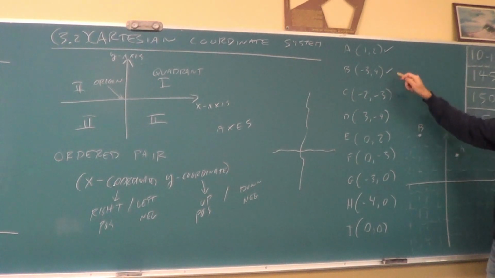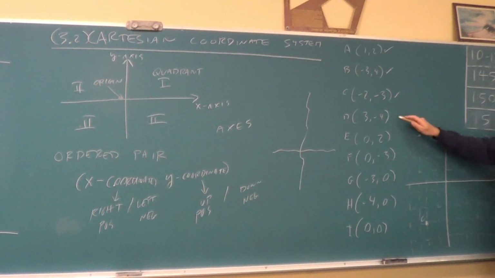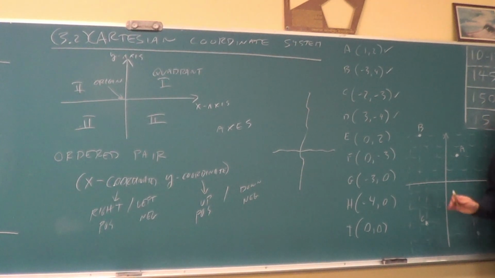Check. Where would C go? Left 2, down 3. So there's C. D: right 3, down 4. So we've got 1 in each quadrant to this point. Anybody have a question about that?